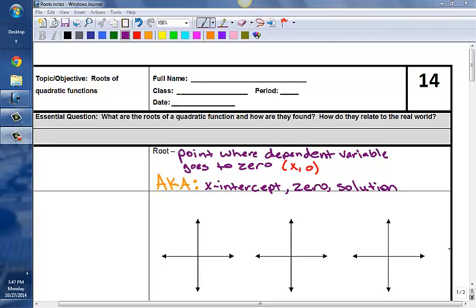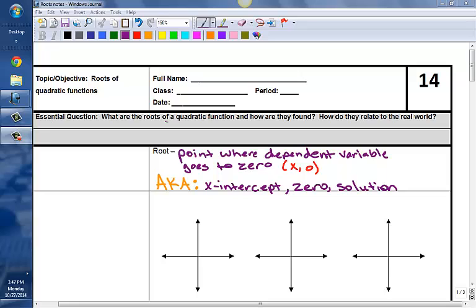Happy lesson 14, everybody. We're going to talk about roots of quadratic functions today. This is just an extension of all this quadratic stuff we've been talking about. We're actually going to do something with all the skills that we've been reviewing and learning. Your essential question is just, what are the roots of a quadratic function, how are they found, and how do they relate to the real world?